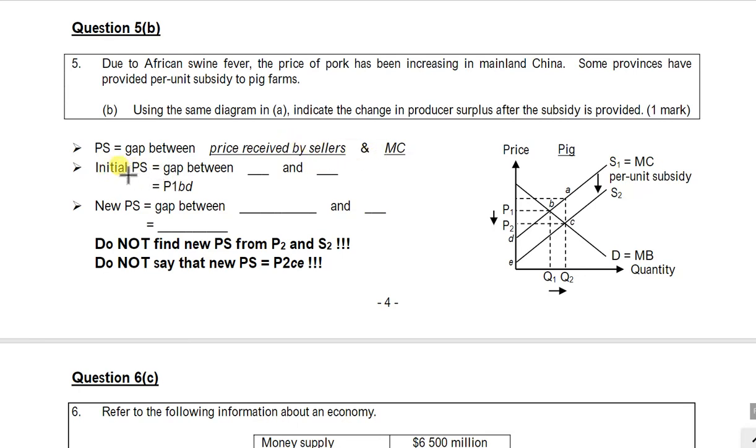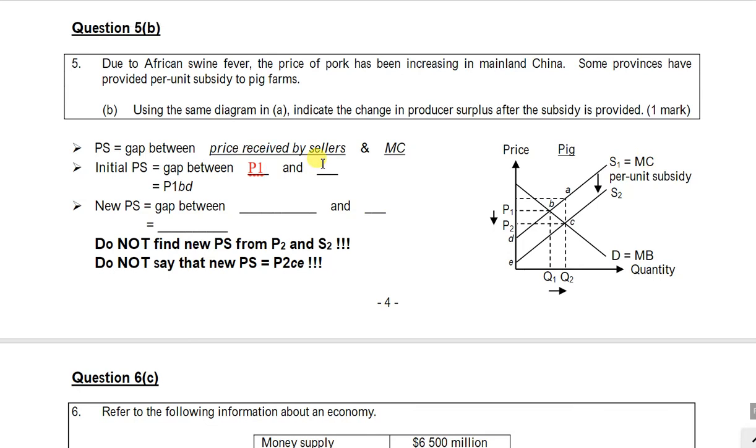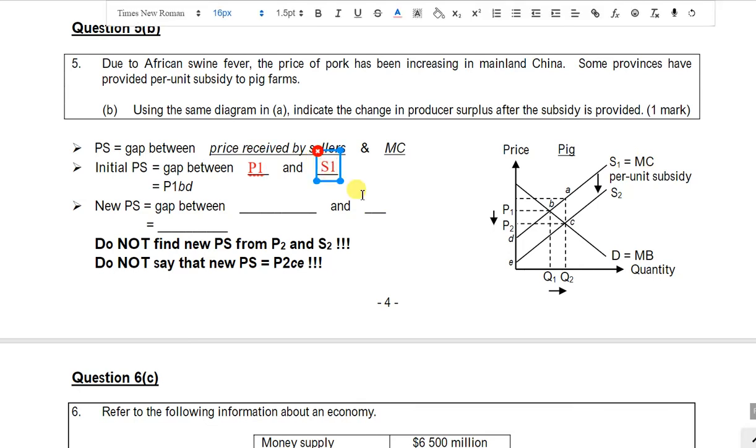Then how to find out the initial producer surplus based on this definition? Initially, what is the price? The price should be P1, right? So then we need to find the difference between P1 and the marginal cost. And you should know that marginal cost is actually the same as the supply curve. Initially, of course, we consider S1 as the initial marginal cost. If you consider the difference between P1, this horizontal dotted line here, and the upward sloping supply curve S1 here, then the triangle here, P1 and the origin, should be the initial producer surplus. And most of you haven't got any problems finding the initial one.